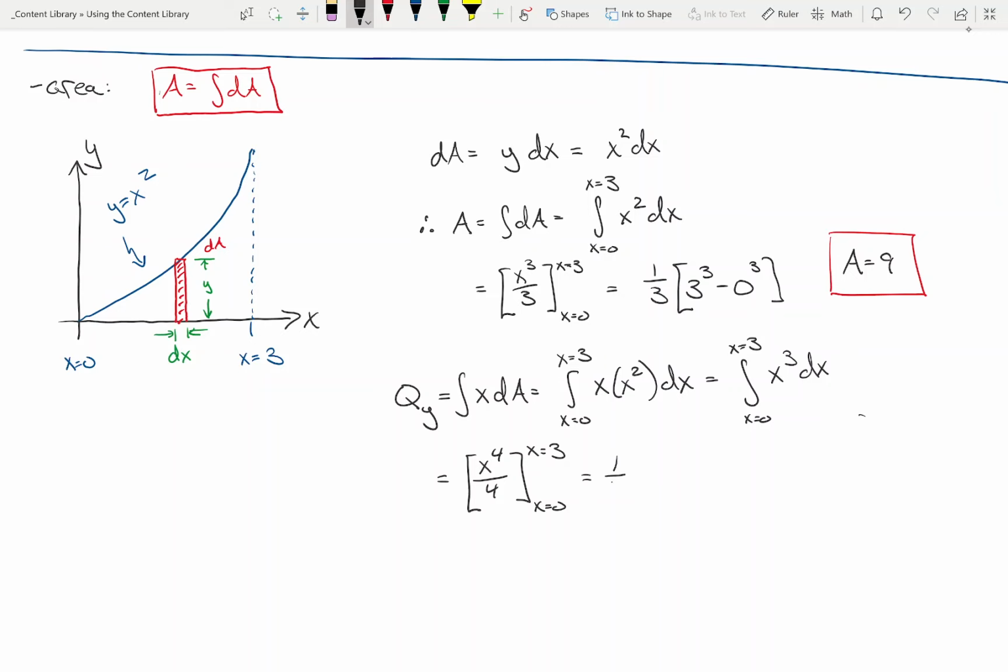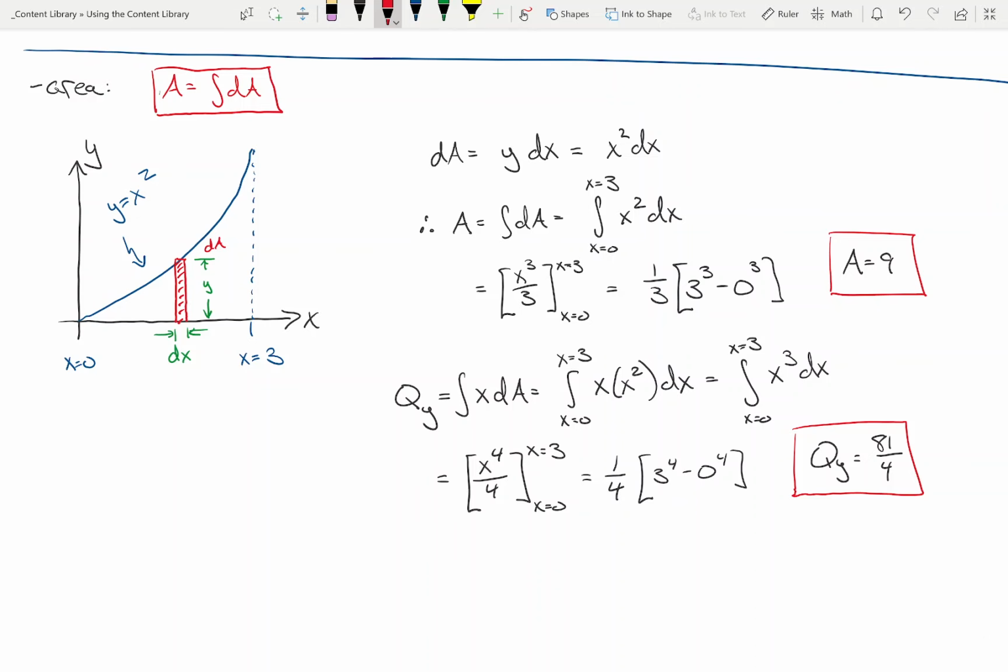So, and so this will be QY equals, what is that, 81 to the 4, or 81 over 4? Okay. Is everybody okay with this? Everybody okay with this? Okay.